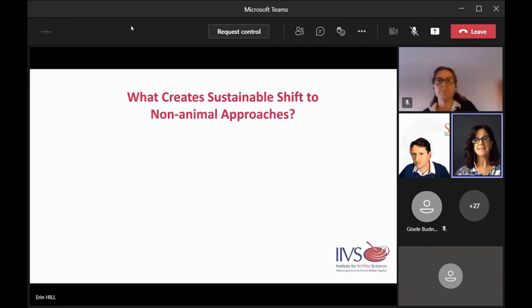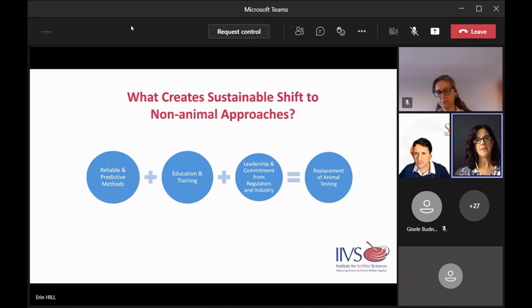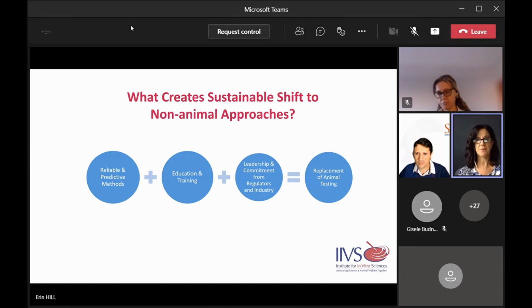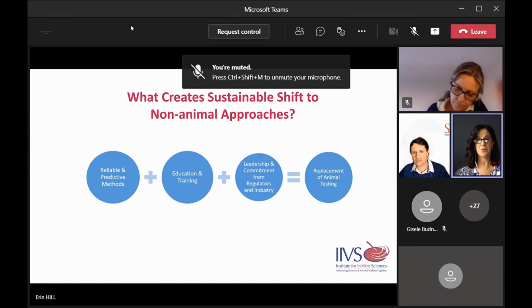So my last slide is to just give you some personal thoughts of what we think creates a sustainable shift to non-animal approaches. What are the components that we really need? And the first is we have to have good, reliable, and predictive methods. Companies need to be able to make safe products and have tests that they know will help them truly assess the safety of a product, and so do regulators.